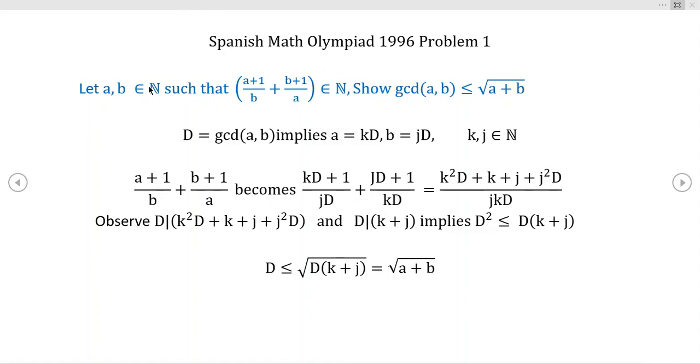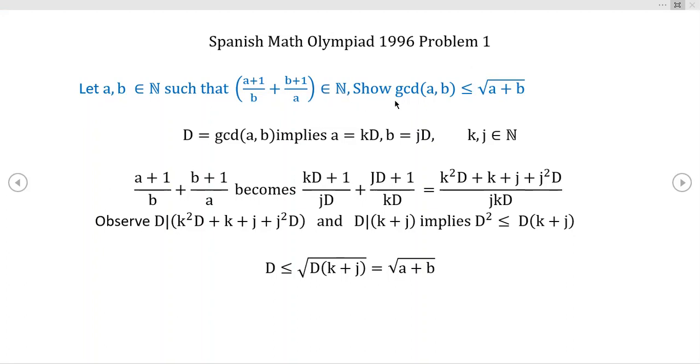We let A and B be natural numbers. By natural numbers, I just mean numbers 1, 2, 3, 4, not including zero, so 1, 2, 3, 4 ad infinitum. Now, we have A and B natural numbers such that this condition holds. This just says this sum, the symmetric looking sum, is also a natural number.